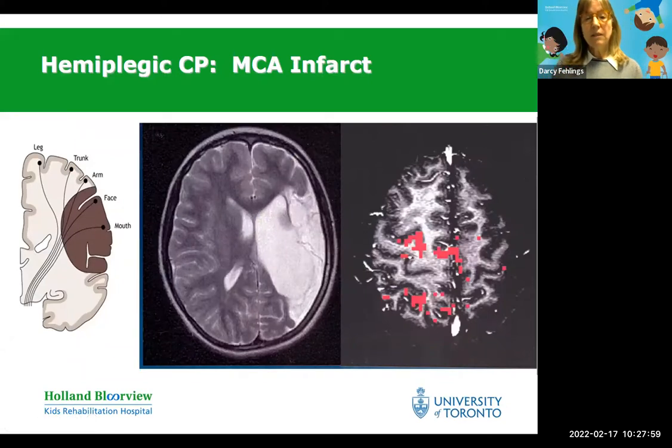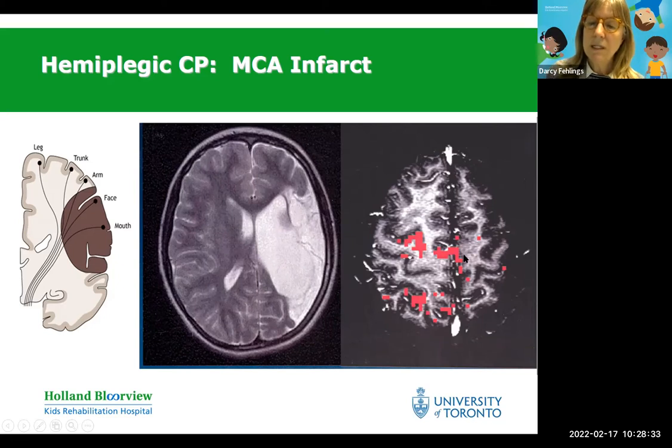So here is a pattern that can be seen in individuals with hemiplegic cerebral palsy who've had an MCA infarct or who have had a hemispherectomy, say for seizure management. And so this is our individual who has the MCA infarct. It's just pictured here in terms of the area. And then here is the corresponding functional MRI.